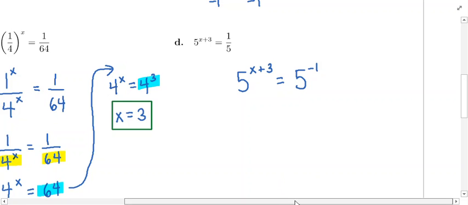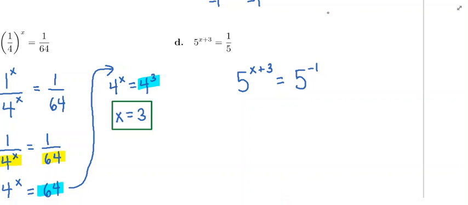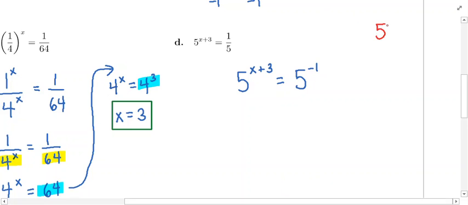Let me go over that. If you have 5 to the negative 1, remember, we don't think in terms of negative exponents. So we can get rid of the negative exponent if we do 1 over the quantity, but then we change the sign of the exponent. So we get 1/5. 1/5 is the same thing as 5 to the negative 1 power.